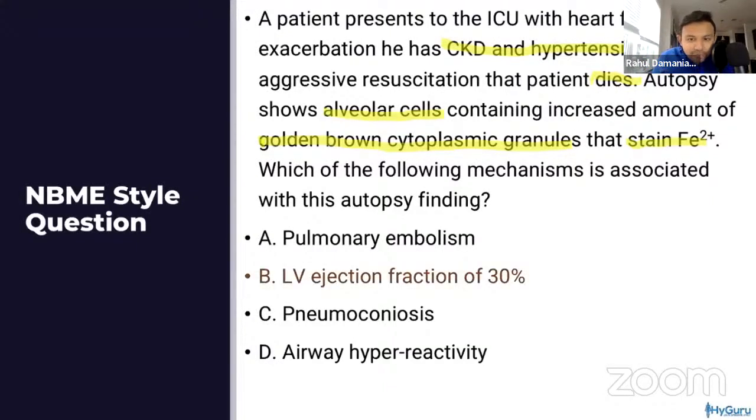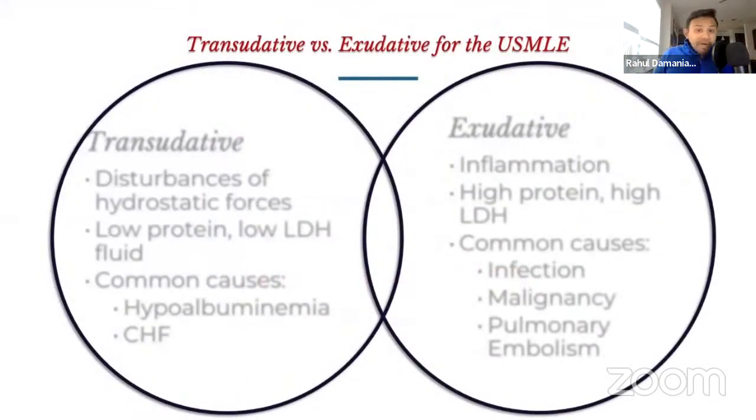Excellent. If you said LV ejection fraction of 30%, you are absolutely correct. Remember, the blood is backing up and causing those heart failure cells, or those hemosiderin-laden macrophages. So I wanted to go through some gen path integration. And this is directly from my USMLE pass-fail course that goes through, in a very active recall way, chapters 1 through 3 of Pathoma and the high-yield gen path concepts.